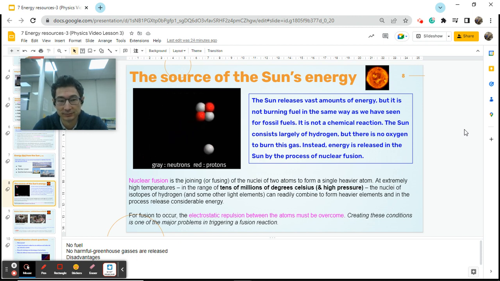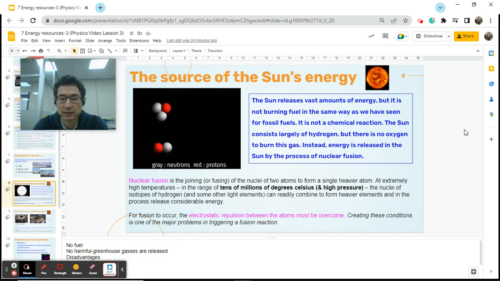There is no oxygen on the surface of the sun. I mean, there is a fuel, but there is no fuel like oil or gas, because oxygen is required to burn them. So even here it says on the slide that it releases a vast amount of energy, but it is not burning fuel, isn't it? Same way as we do in our power plants. It is not a chemical reaction.